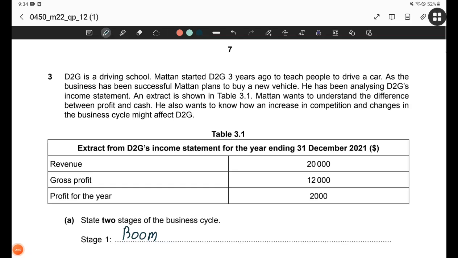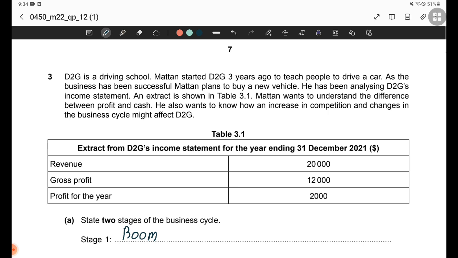Okay, so for question number 3, D2G is a driving school. Matten started D2G 3 years ago to teach people to drive a car. As the business has been successful, Matten plans to buy a new vehicle. He has been analyzing D2G's income statement. An extract is shown in table 3.1.